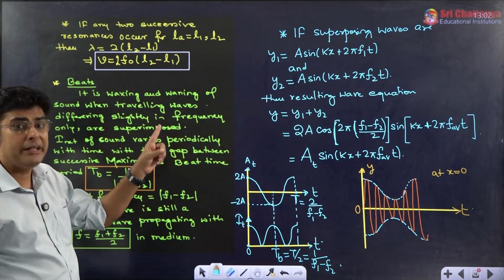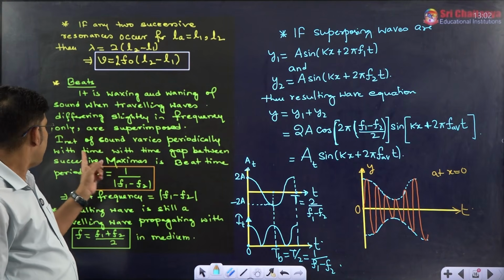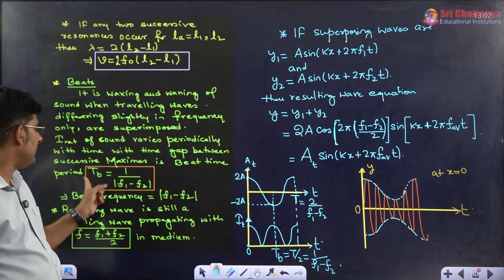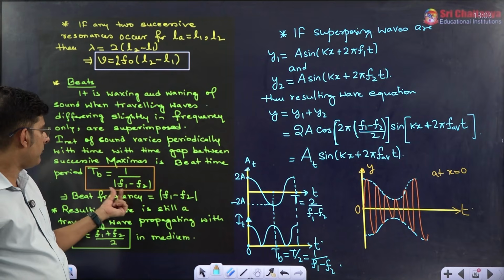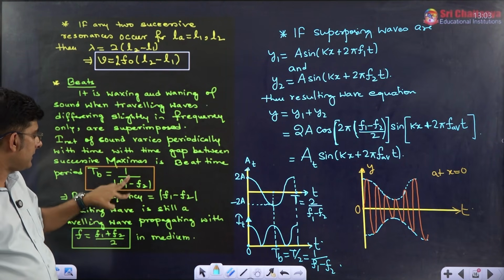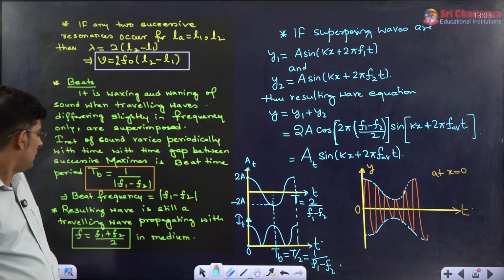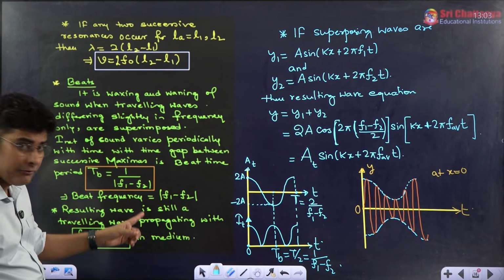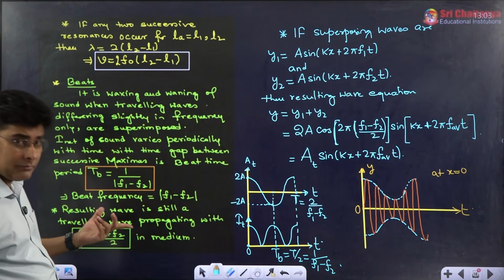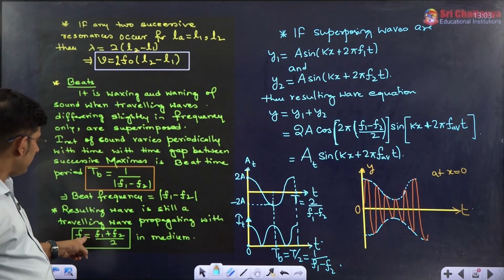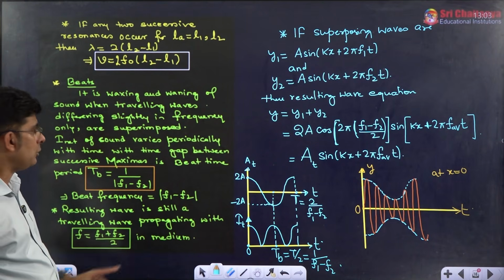Intensity of sound varies periodically with time, and the time gap between successive maxima of intensity is called the beat time period. Beat time period is given by 1 by |F1 minus F2|. Beat frequency is just the reciprocal, |F1 minus F2|. The resulting wave is still a traveling wave. They will ask you what the resulting wave frequency is. It will be the average, that is (F1 plus F2) by 2. I have explained over here.